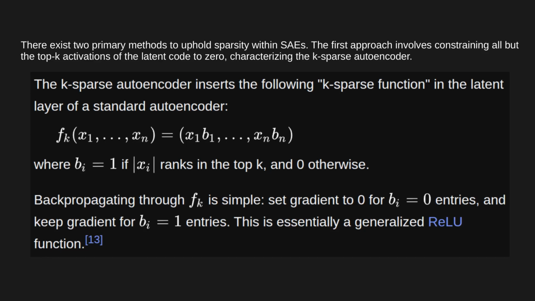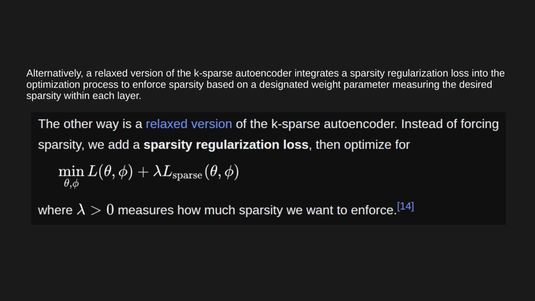There exist two primary methods to uphold sparsity within SAEs. The first approach involves constraining all but the top K activations of the latent code to zero, characterizing the K-sparse autoencoder. Alternatively, a relaxed version of the K-sparse autoencoder integrates a sparsity regularization loss into the optimization process to enforce sparsity based on a designated weight parameter measuring the desired sparsity within each layer.